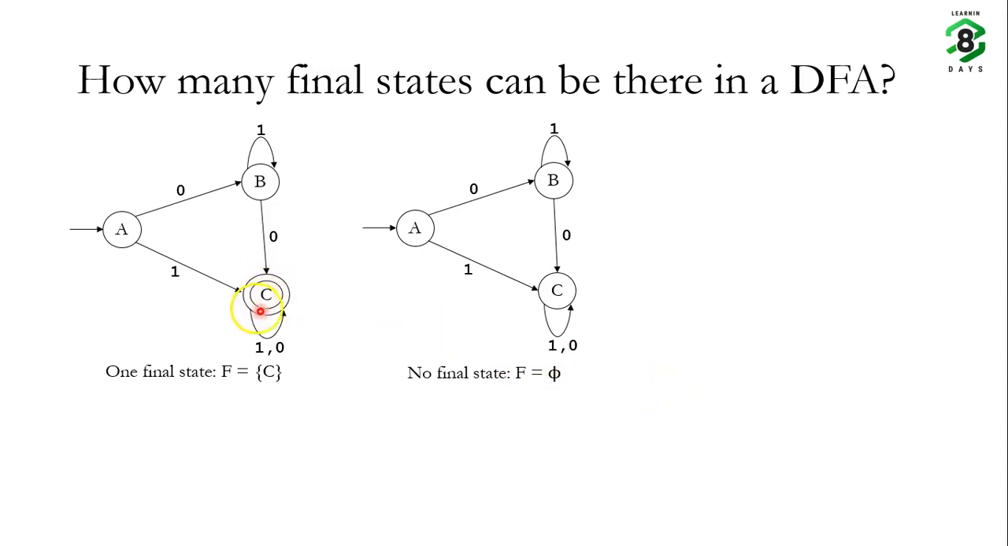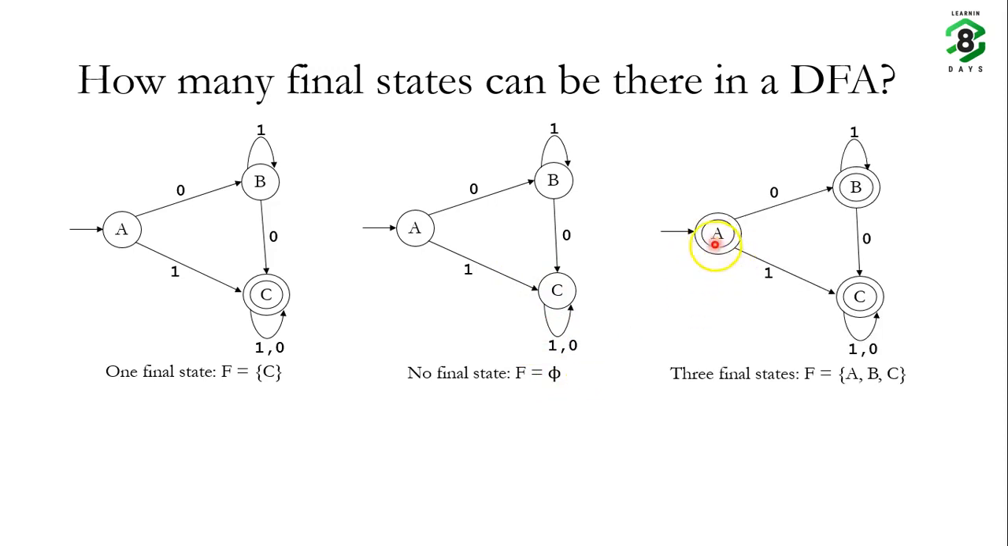Now what is the meaning of a final state? The final state is a state in which a machine accepts a given string. So if the machine does not have a final state, that means this machine will not accept any string, right? It is possible for a machine not to accept any string. It's a theoretical possibility. So F equal to phi is possible.